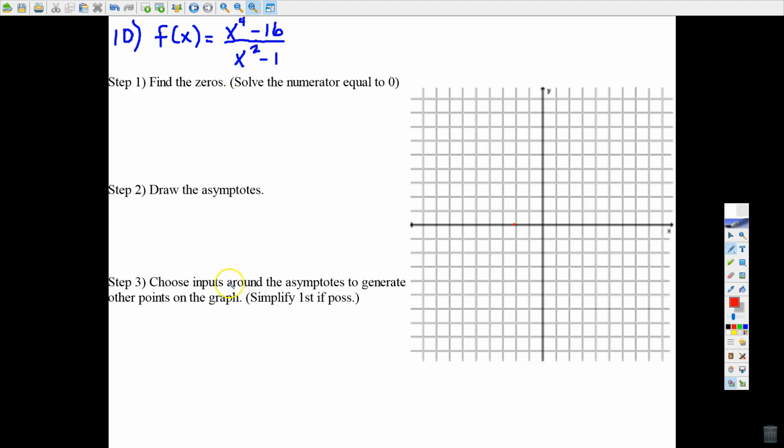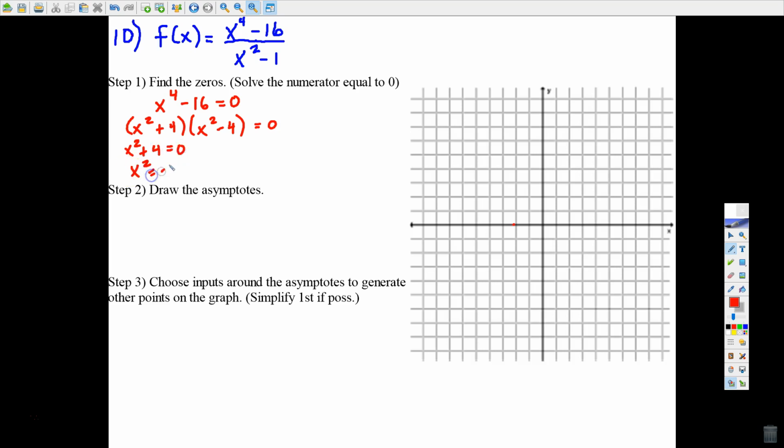Okay, so let's work on number 10 off this same assignment, page 496. We'll start with finding the zeros, so that means to take the numerator and we'll make it equal to 0 and solve this equation. So this is the difference between two perfect squares, so we can factor it. X squared plus 4 times x squared minus 4, and we can solve these factors. Let's let each of these factors equal 0.